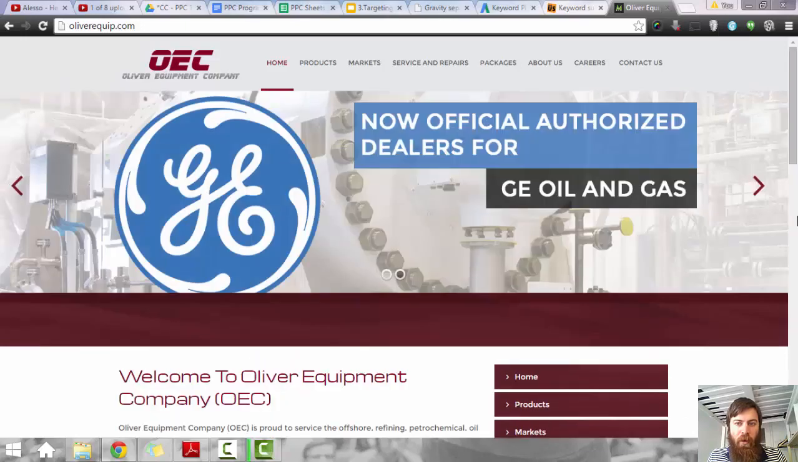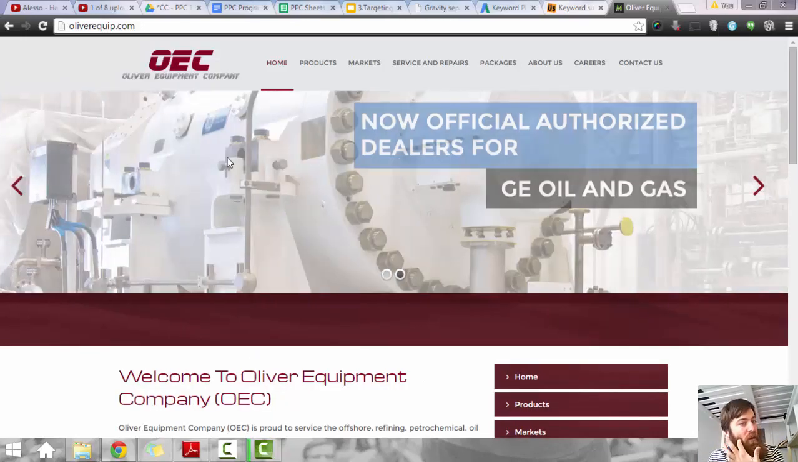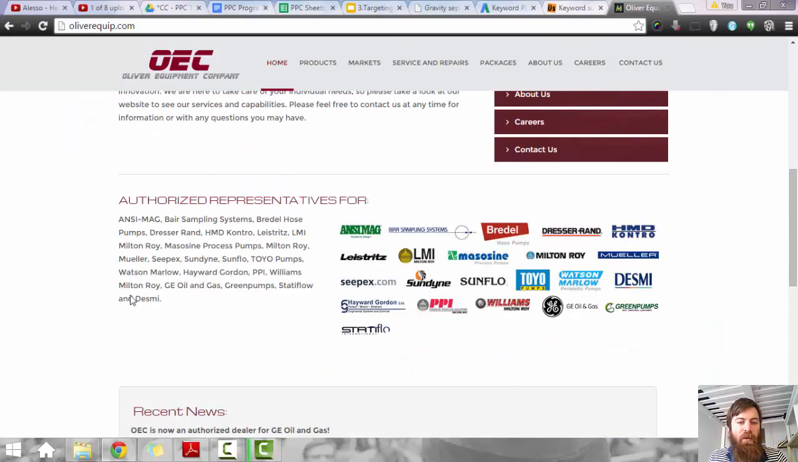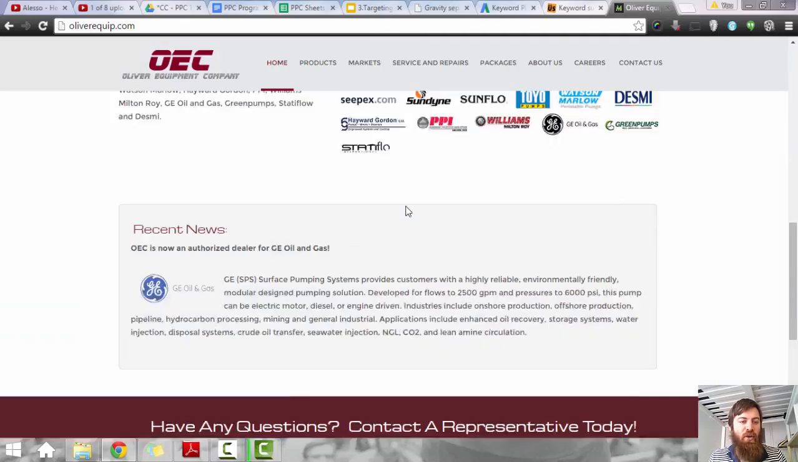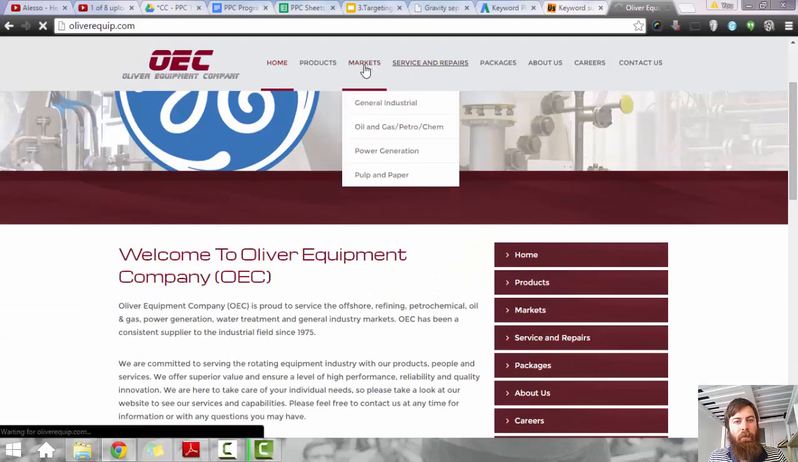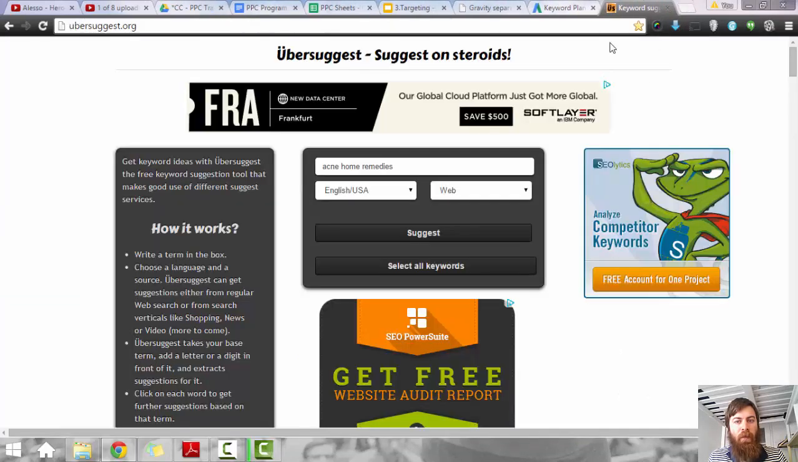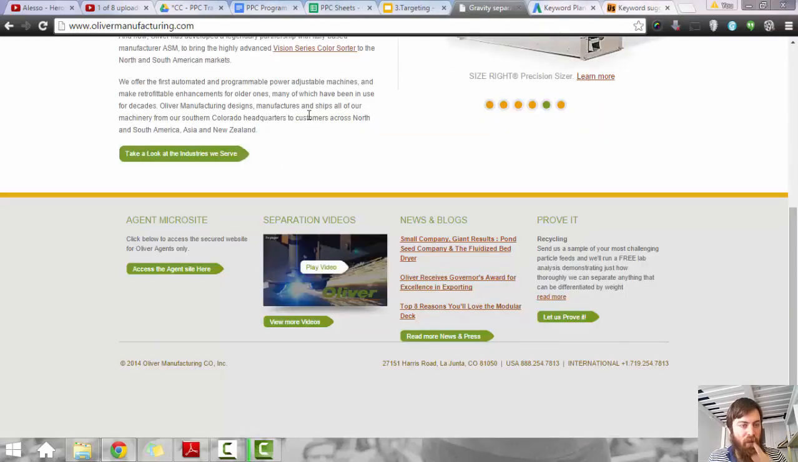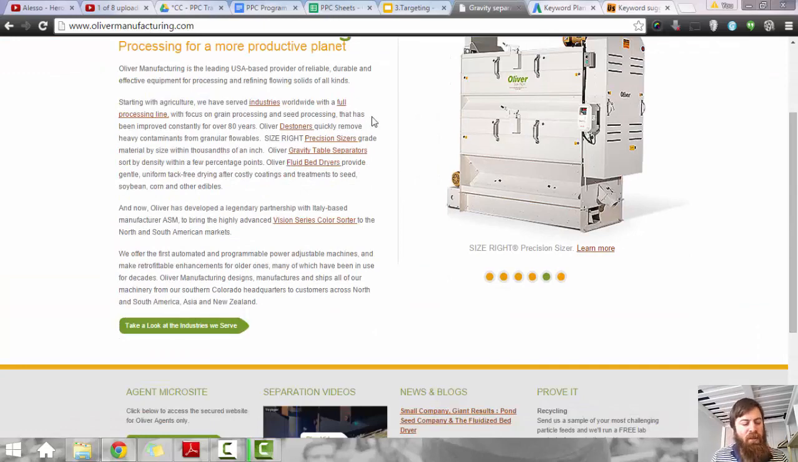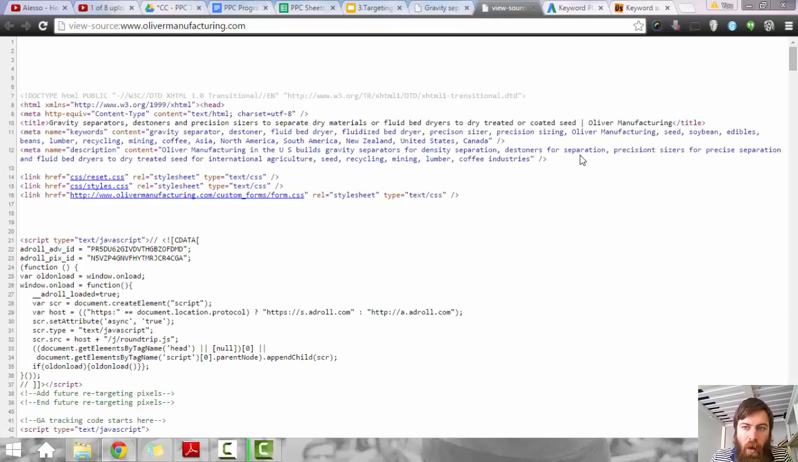So this is another example of a B2B company. The Oliver Equipment Company is probably familiar with most of the potential buyers in their markets. So that would fall under the same category, I would say, as Oliver Manufacturing. What I'm going to do is press Control U to view source, and see what some of the past SEO people defined as keywords. So obviously precision sizing, so we have a couple words here.